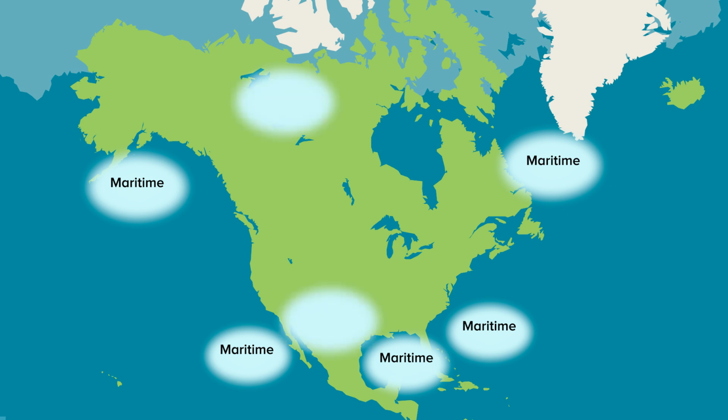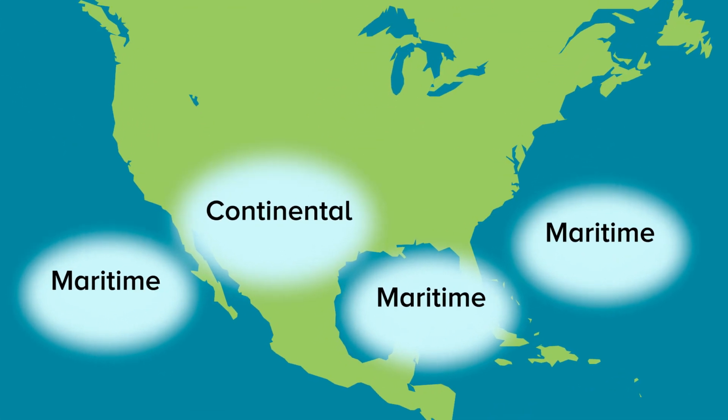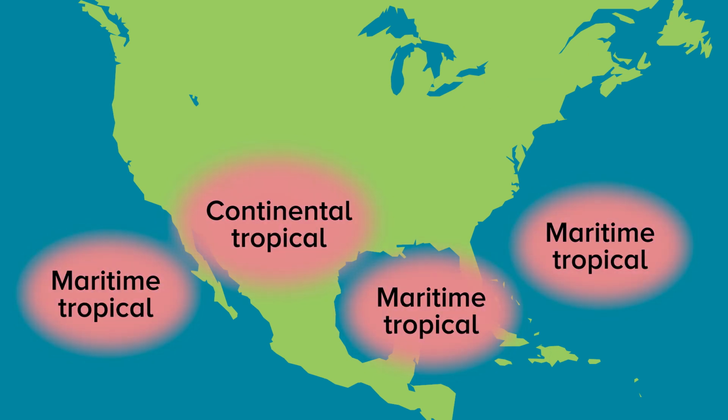Air masses that form over land are referred to as continental masses. Since they form over land, the air in these masses is drier than in those formed over water. Air masses that form in the equatorial regions are called tropical. The maritime tropical masses form over the western Atlantic Ocean, the Gulf of Mexico, and the eastern Pacific Ocean.